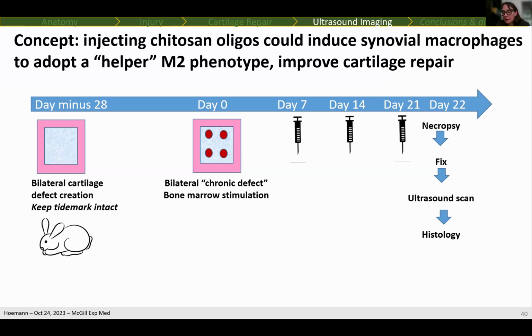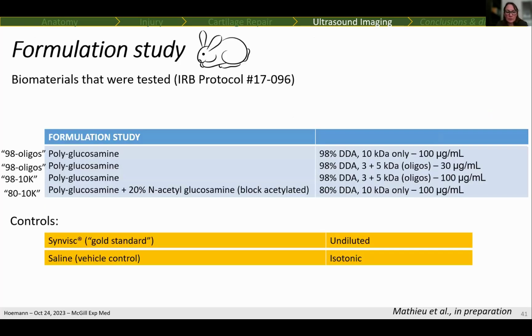And so after 3 weeks of these IA injections, after the last day, we waited 1 more day. We did a necropsy, we fixed the tissue. They sent them down here to Mason. We did ultrasound scanning, and then I shipped them back to Polytechnique for histology. And these are the conditions we studied. We looked at different types of chitosans, and then our controls were Synvisc or saline.